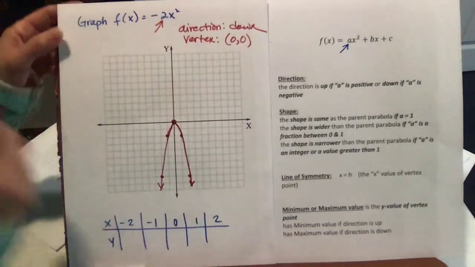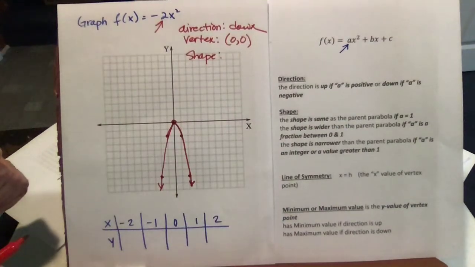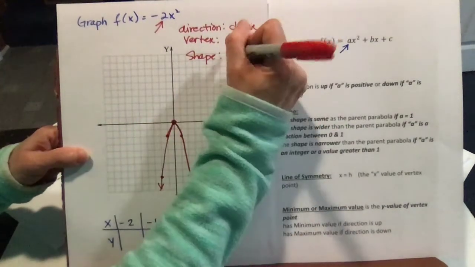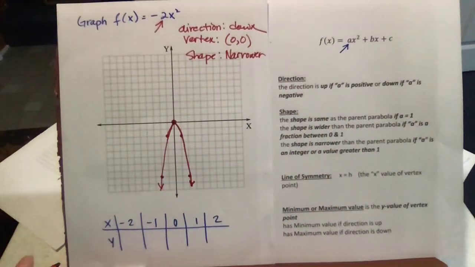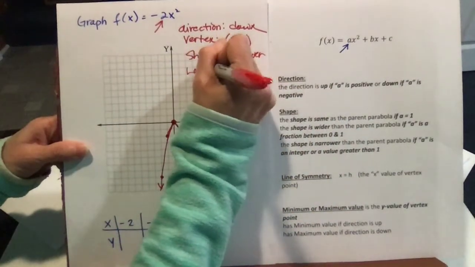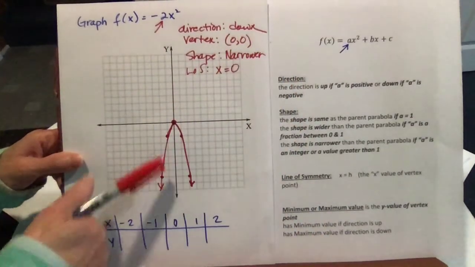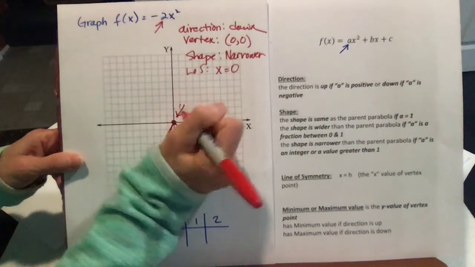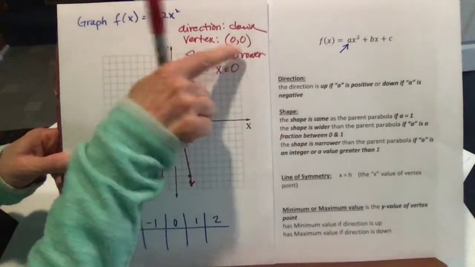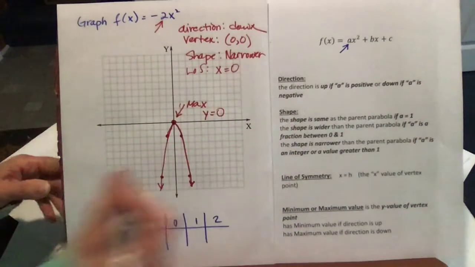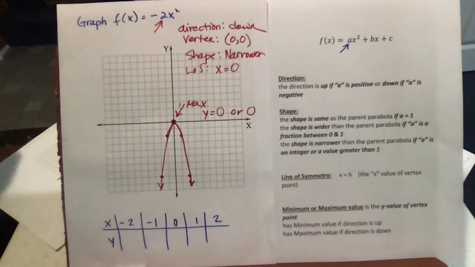Now, let's get the other pieces we need. The shape. Is the shape narrow or wide compared to the parent? Well, we can see it's narrower. And if it grows faster, it is narrower. Line of symmetry is always x equals, and it's the x value of your vertex. And because it's going down, we have a maximum point, all right? And that value is y equals, and it comes from the y value of your vertex. Or you can just say it's 0. So you don't even need tables where you can make errors.